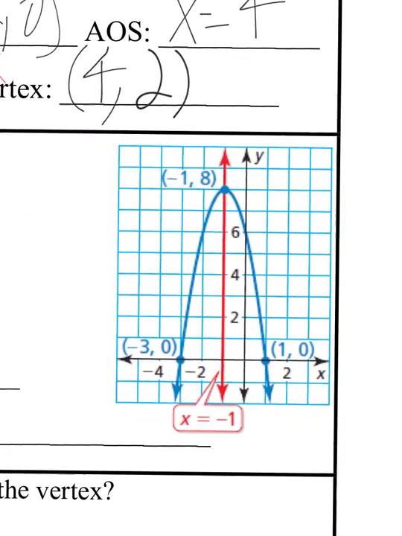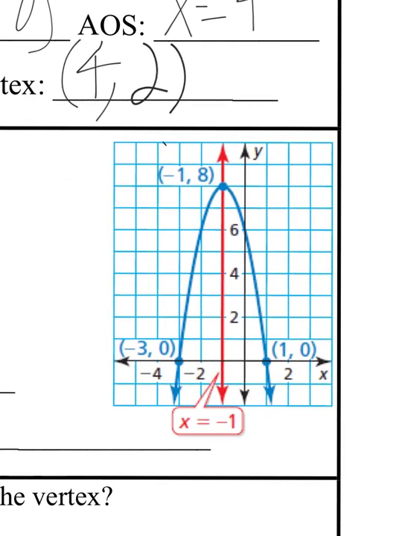So let's label everything we know right now. We know that this is my vertex, and this is your P and this is your Q. Those are your x-intercepts. And I know that this is my AOS. So I'm going to transfer that information over to the blanks.